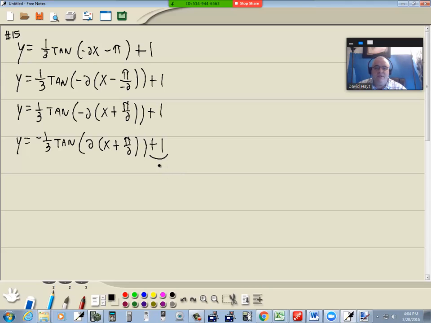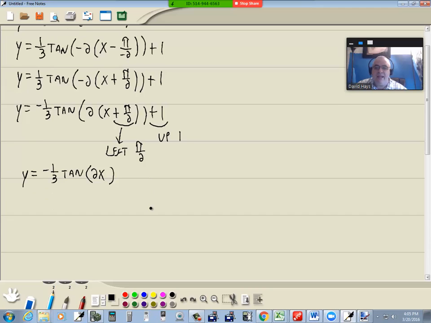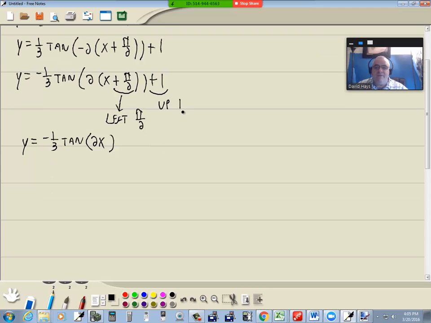Now first thing we'll notice is this plus 1 means that our graph can be shifted up one unit. This plus pi over 2 means it's going to be shifted left pi over 2, which means I can look at the simpler function, y is equal to -1/3 tangent, and we'll ignore this part and this part, so we're just looking at tangent 2x. So much simpler to look at that and then just take that graph and shift it left and up.